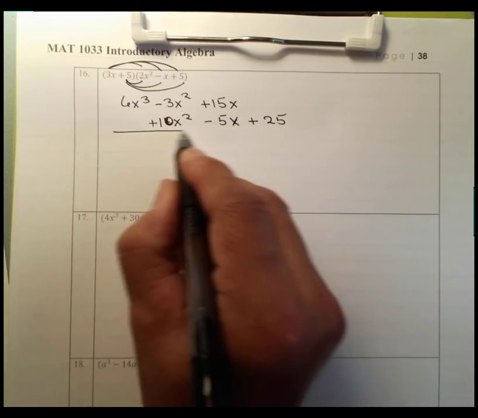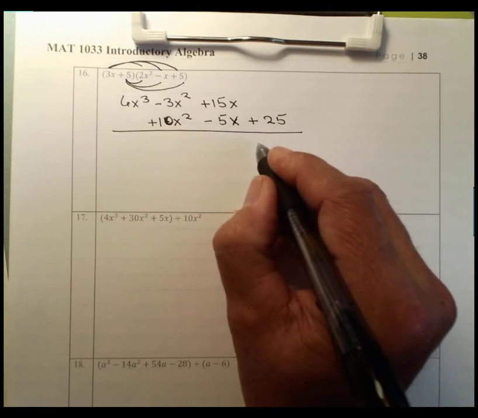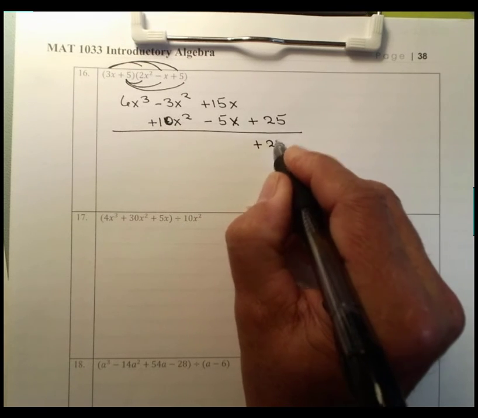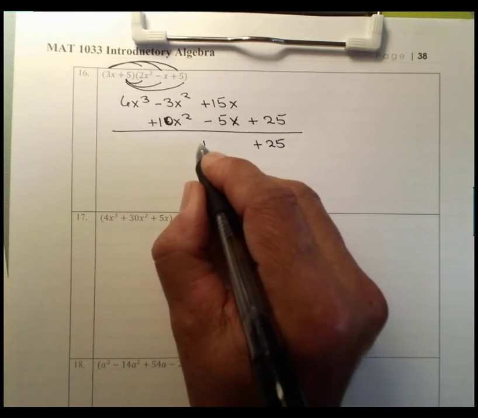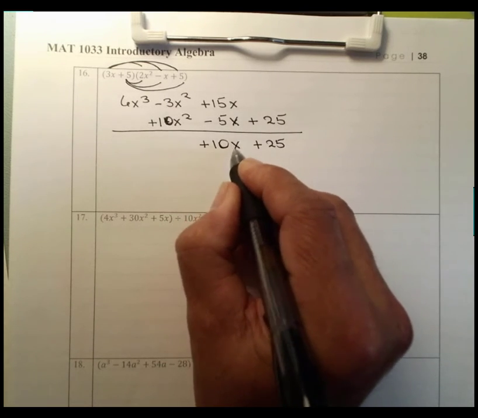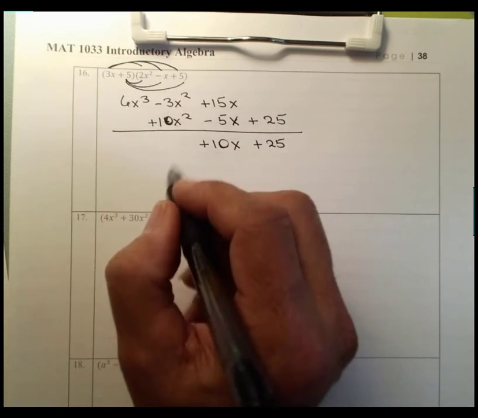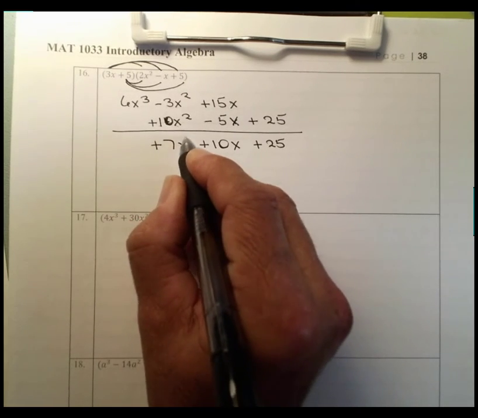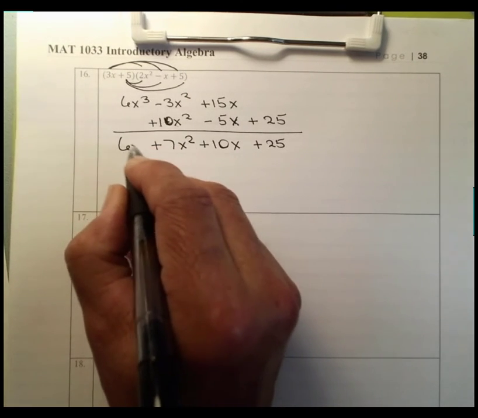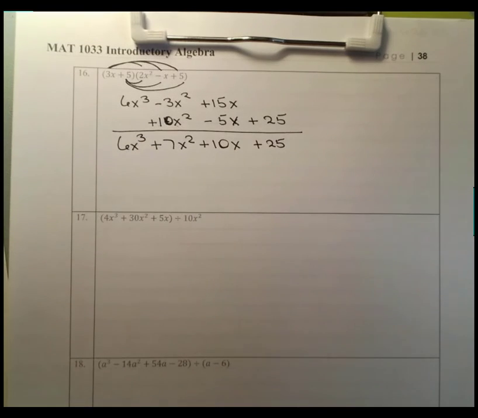And now I can draw a line and combine these terms. Positive 25, and I combine 15 and negative 5x's, and I get a positive 10x. And then I combine 10x squared and negative 3x squared, so I get a positive 7x squared. And I have nothing to combine with the x cubed term, so I just bring it down.